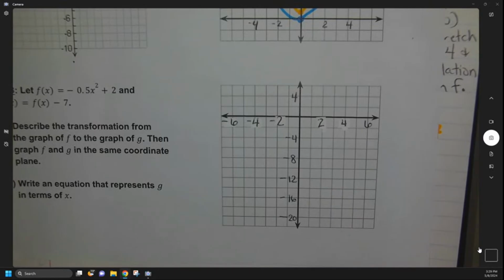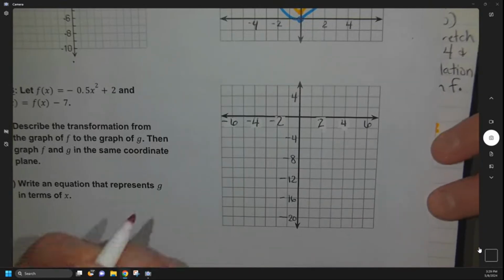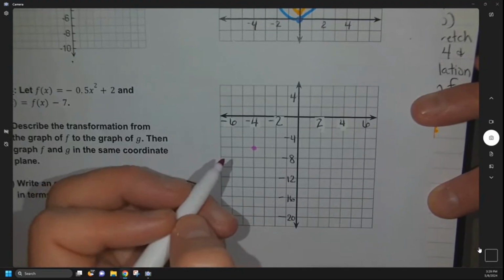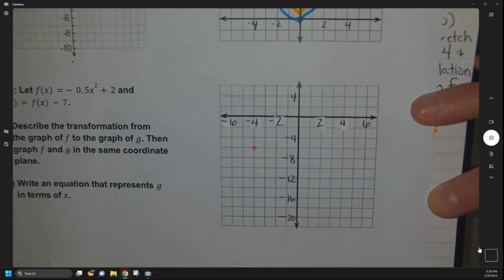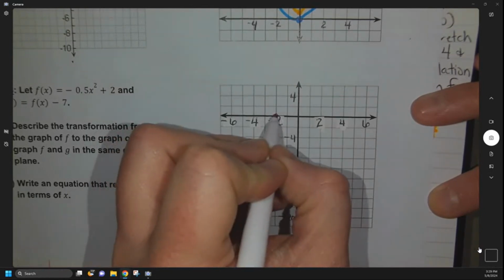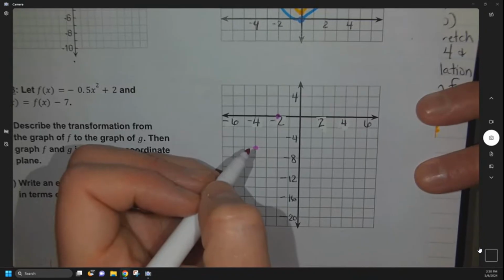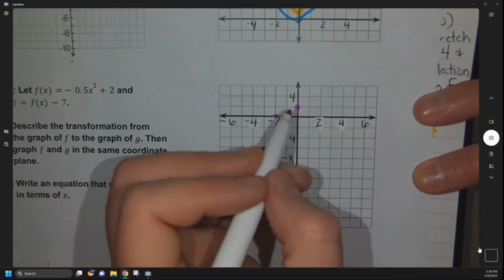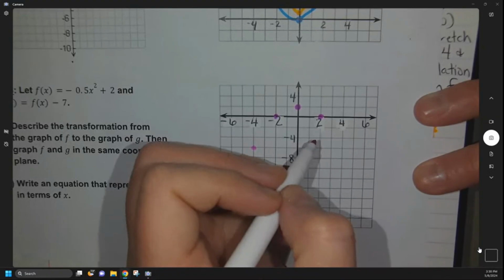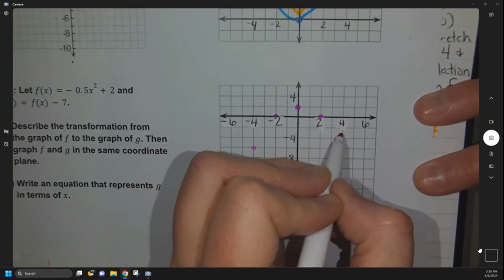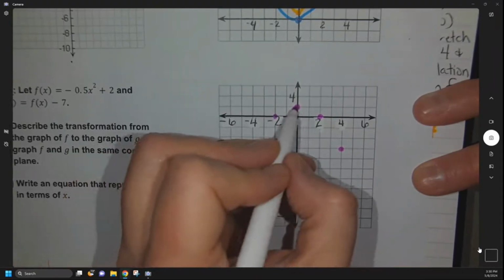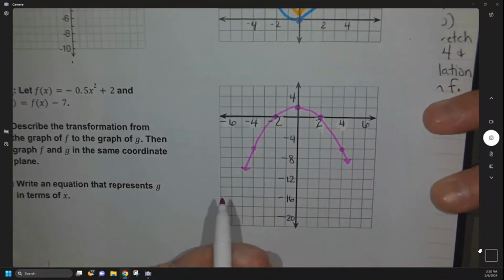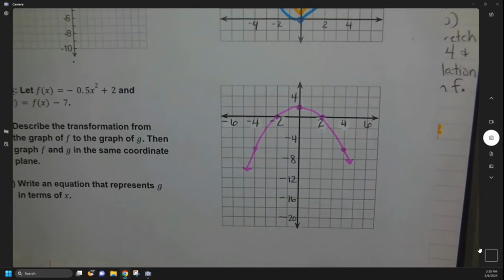All right, so for f of x, we've got -4, -6. And then we have -2, 0. Here we go. And then 0, 2. And 2, 0. And 4, -6. So we're like this. All right, now let's do our g of x.